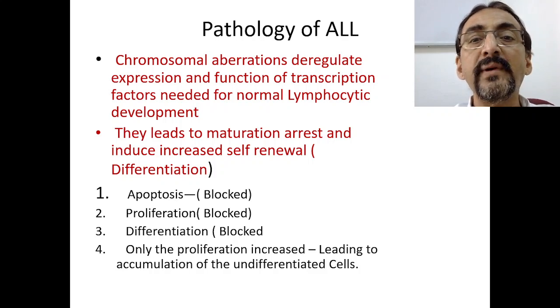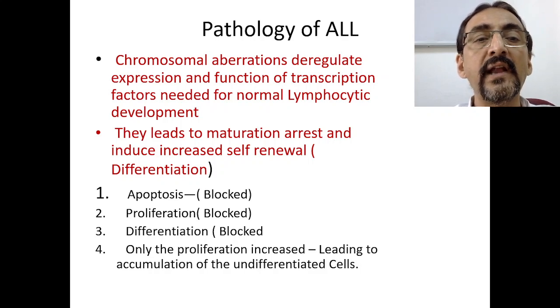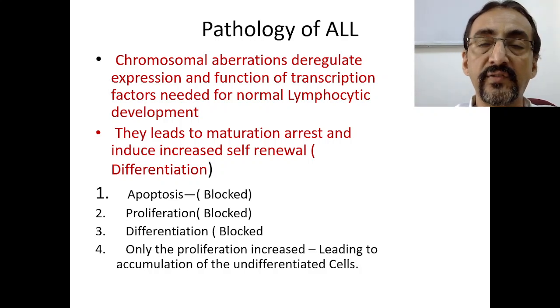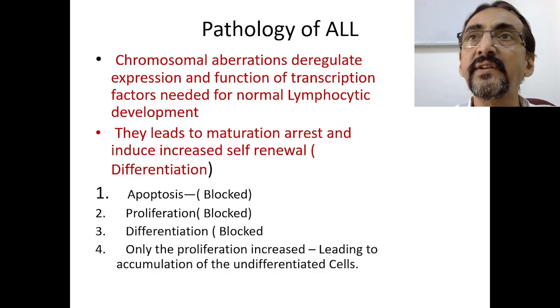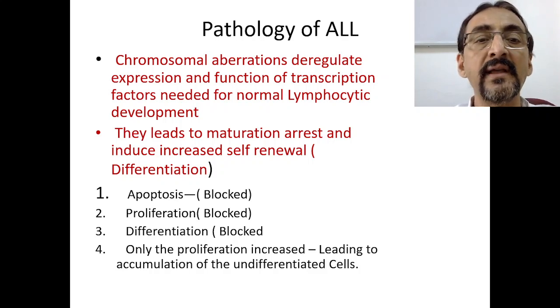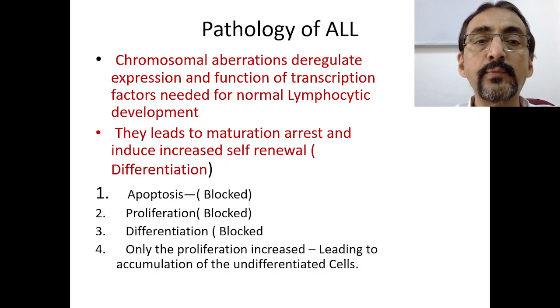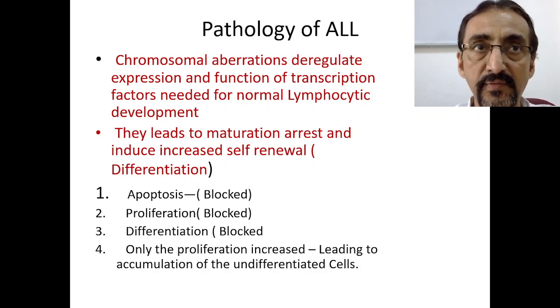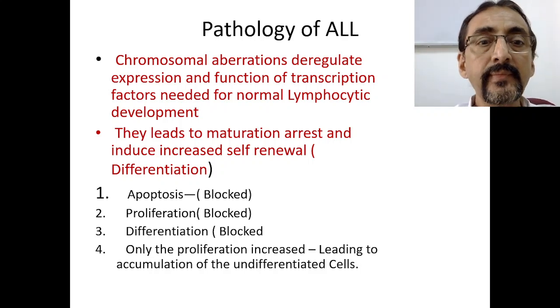So this leads to maturation arrest and increased self-renewal. What happens is apoptosis is blocked, and differentiation is blocked. Apoptosis means cell death. A programmed cell death is called apoptosis. A cell has to die after some time. That's called apoptosis. There are so many factors responsible for this. The cell will not die, rather it will go on dividing irregularly.